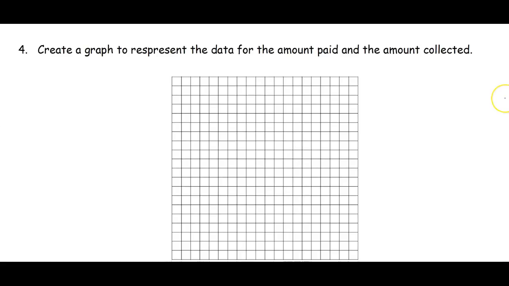All right, create a graph to represent the data for the amount paid and the amount collected. All right, many of you forgot to put titles on your graphs. Please make sure you do that. Plus, you label your axes. So we're going to go ahead right here, total amount paid slash collected. And then on the bottom, we're going to go number of caps.